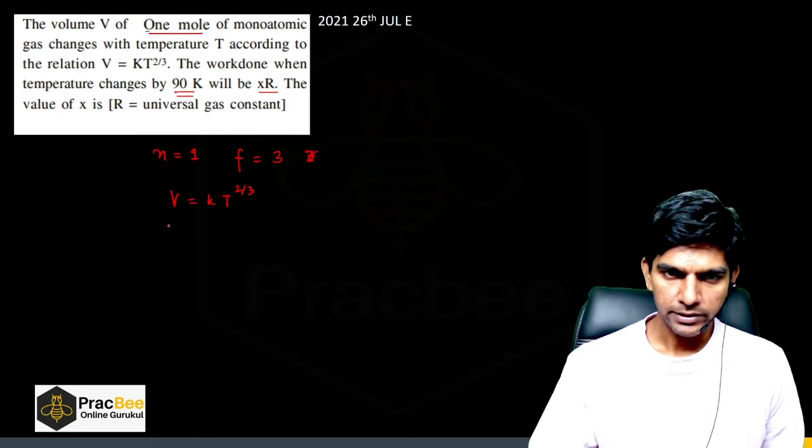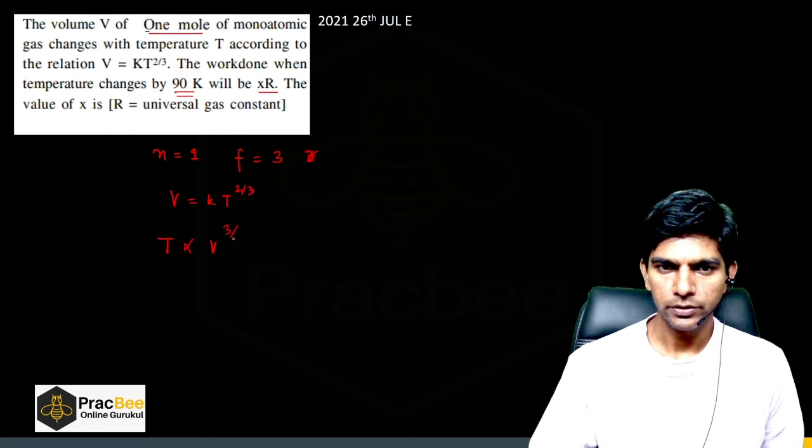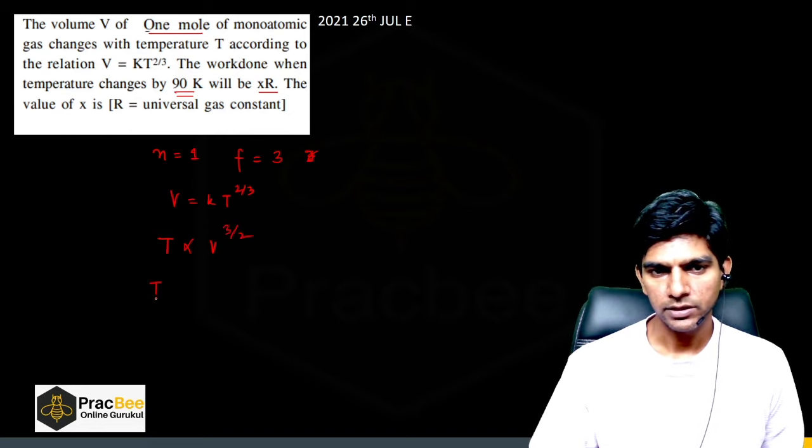So we can write it as T will be directly proportional to V raised to power 3 by 2. Or I can write this as T V raised to power minus 3 by 2. So this is constant, right?